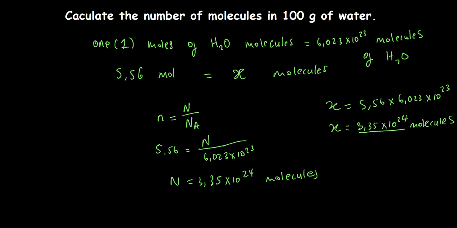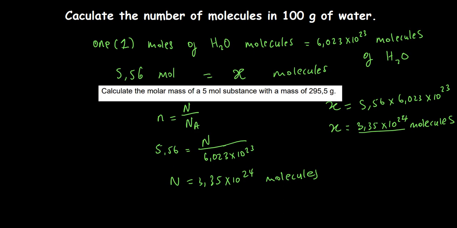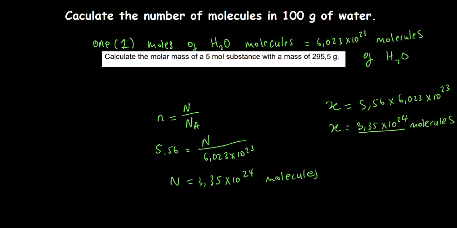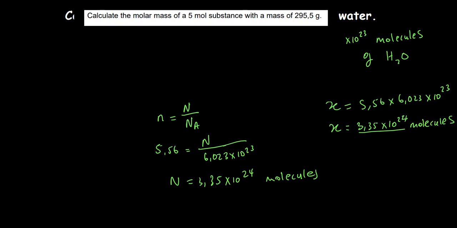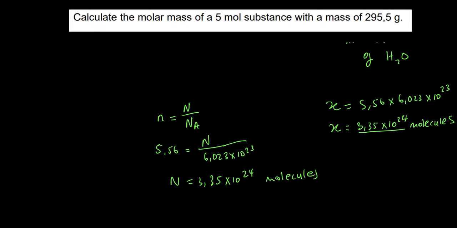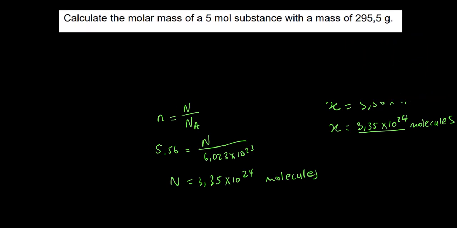Now let's try this one out. Now it says calculate the molar mass. Calculate the molar mass of a 5 mole substance with a mass of 295.5 grams. How would you answer this?